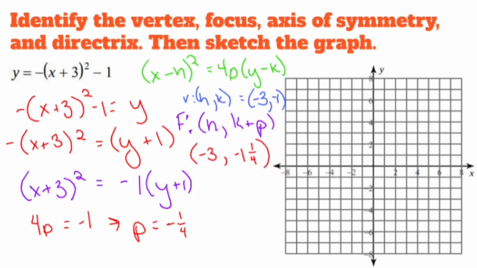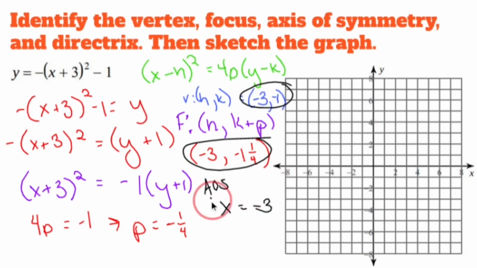All right, so what I have so far, let's circle things out, is my vertex is there. My focus is there. My axis of symmetry is going to be a vertical line that cuts through the vertex. So my axis of symmetry, since it's going to be a vertical line, is going to be x equals. Well, if it cuts through the vertex, then x equals right there, negative 3. So that is my axis of symmetry.